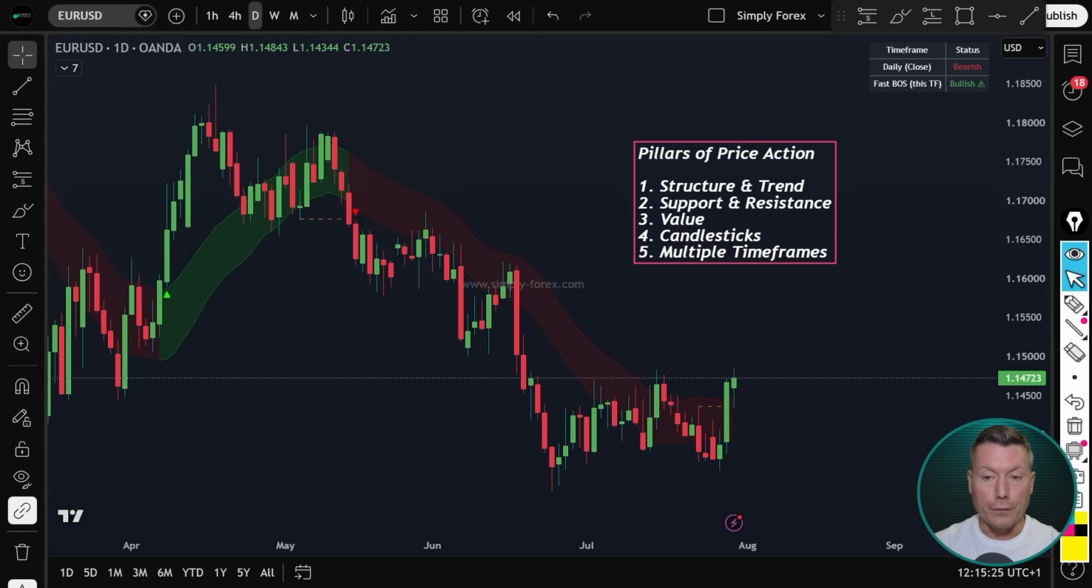So let's focus on 4 and 5 now, candlesticks and multiple time frames. But before we do, you can clearly see we have more than just an indicator here. This is giving us a strategy in itself. We know direction, we know where we want to trade from, and we know that we're getting value. Now, we just got to focus on entries.